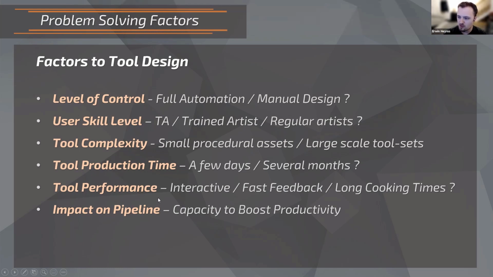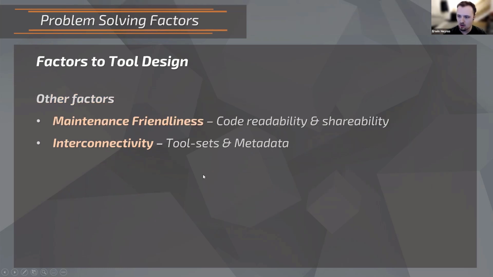Then we have tool performance. If it's an interactive tool, meaning the feedback is almost instant. If you have very fast feedback, maybe a few seconds, or if it takes a very long time, like it could be 10 minutes, 30 minutes. Though preferably you don't want to make your tools take that long to cook. I think 15 minutes, even on a render farm, is already a long time. And then you have an impact on the pipeline. So how much is the tool's capacity to boost your productivity, right?